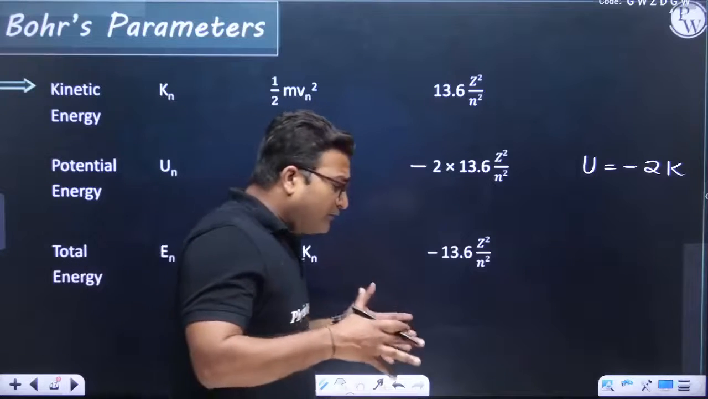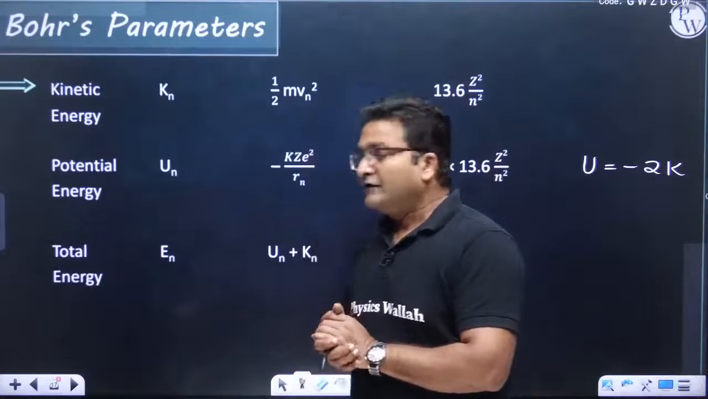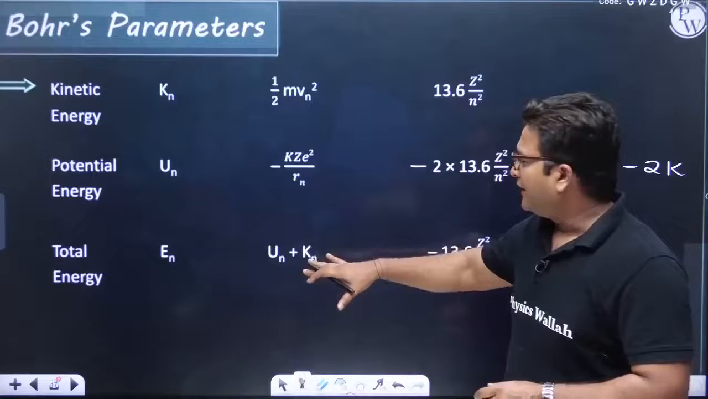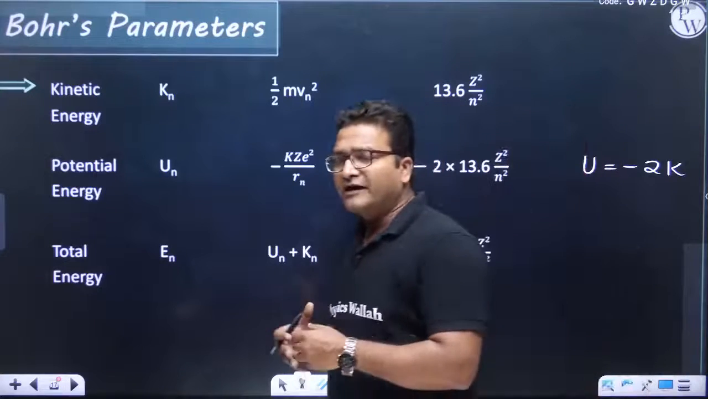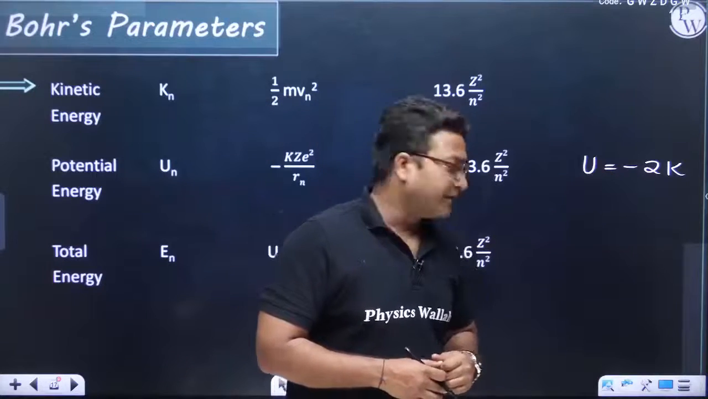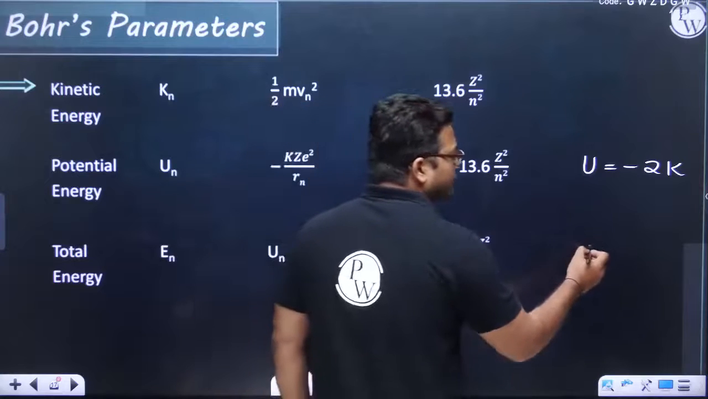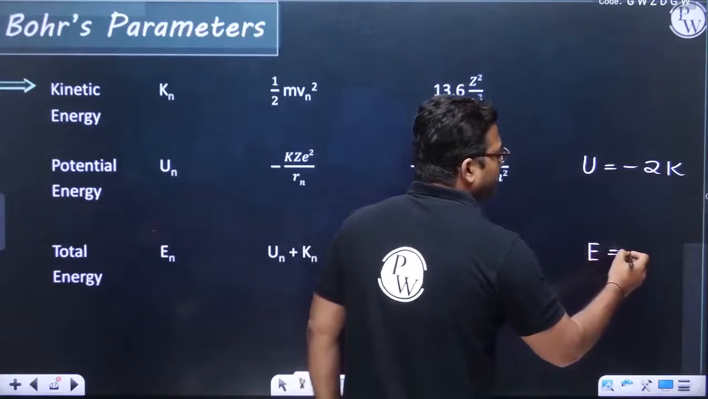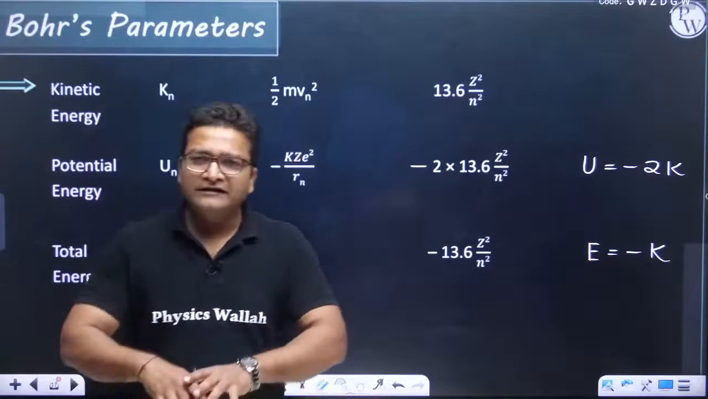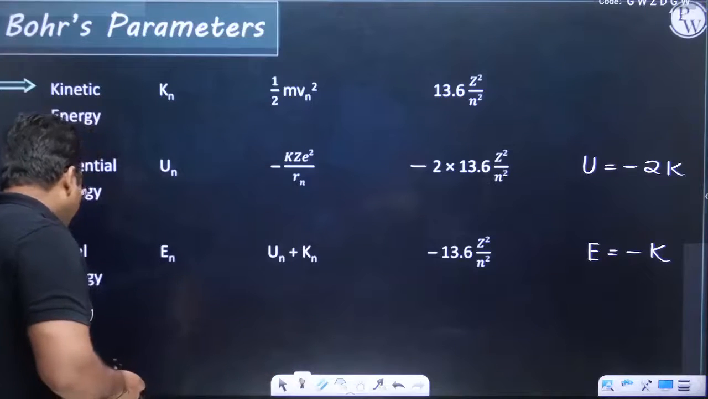And if we want to know the total energy of the electron, the total energy is always potential energy plus kinetic energy. If you add them, you can see here U plus K is equal to minus K. So the total energy is equal to negative of the kinetic energy. These are the few initial formulas you should remember. Let us solve a few questions based on these.